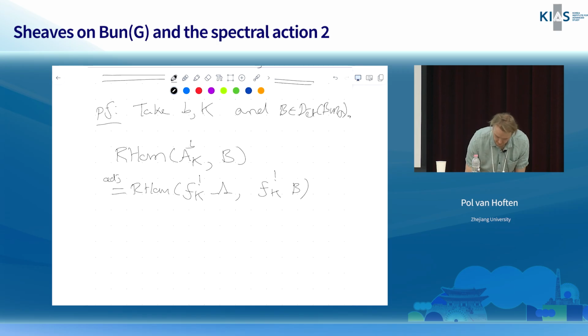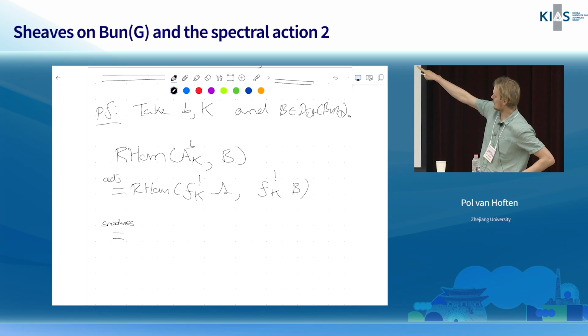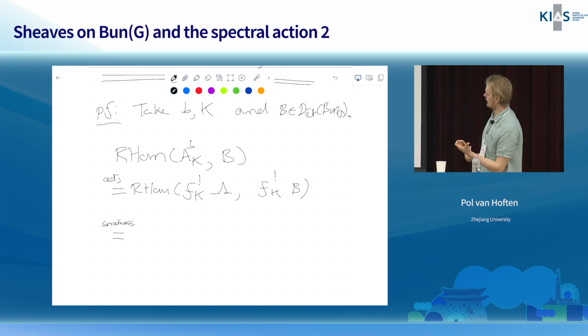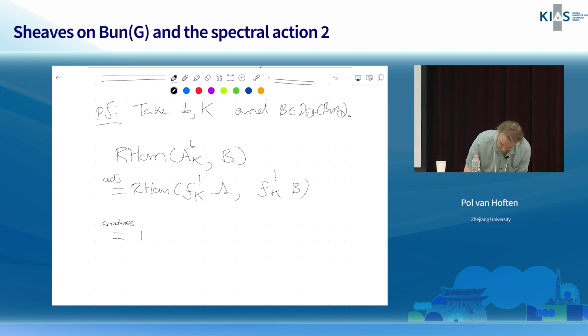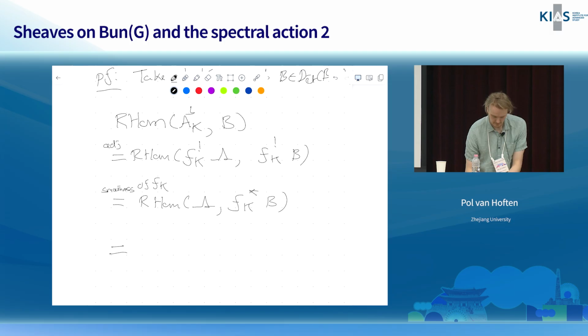Okay, and then I can use smoothness. So this f_K upper shriek of B is just f_K upper star of B tensor f_K upper shriek of lambda, and then I can get rid of the f_K upper shriek lambda. So the smoothness of f_K tells me this is the same as RHom from lambda to f_K upper star of B. Okay. Now, what is RHom out of the constant sheaf? That's just cohomology.